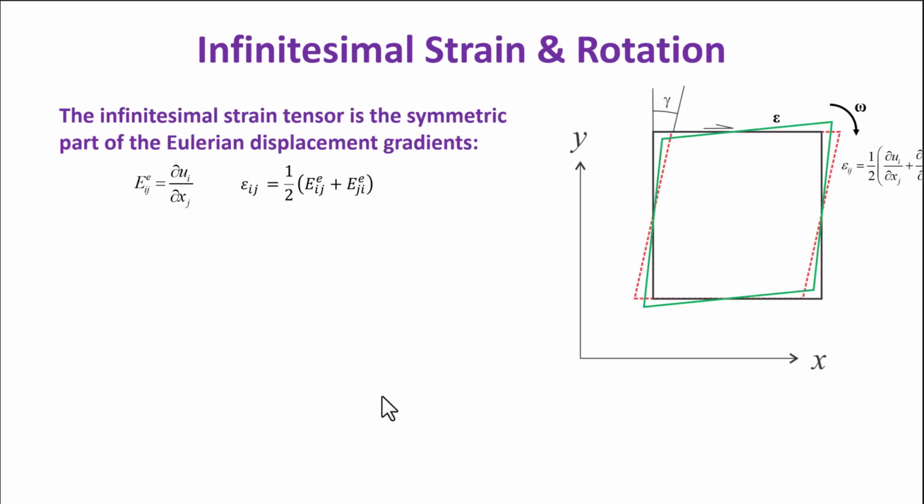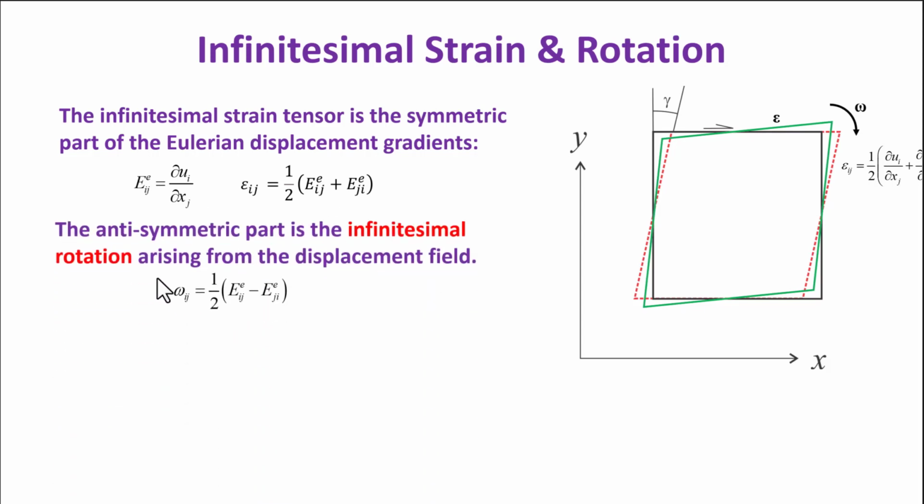When the strain is very small, for infinitesimal strain, we have the relationship here. The infinitesimal strain tensor is the symmetric part of the Eulerian displacement gradient. The anti-symmetric part, that is this, is actually the infinitesimal rotation arising from the displacement field.